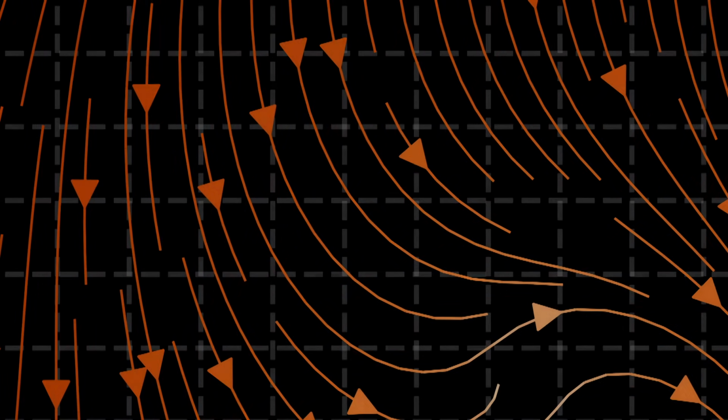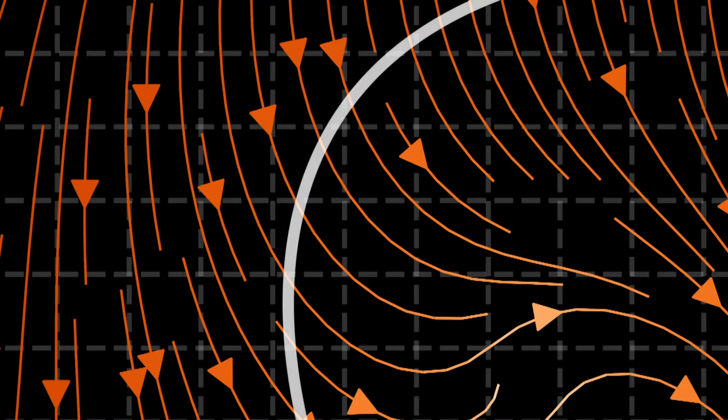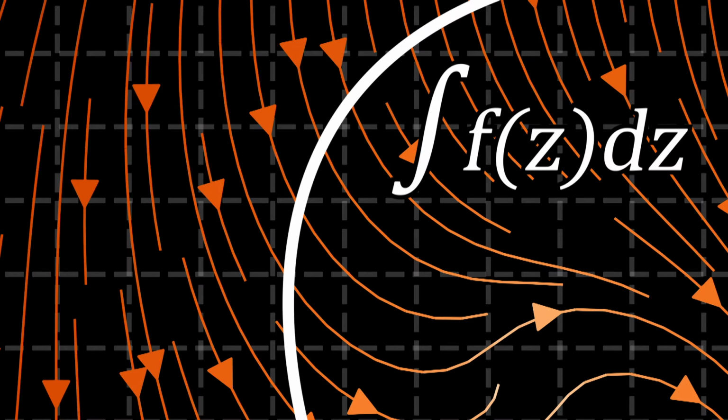Let's say we have a vector field given by a function f of z and some contour we want to integrate over. Now consider the integrand of our complex integral, f of z times dz. At any given point z in the vector field, we know that f of z and dz are both complex numbers. f of z is simply the function in question, and dz represents an infinitesimally small change along our input curve in the complex plane.